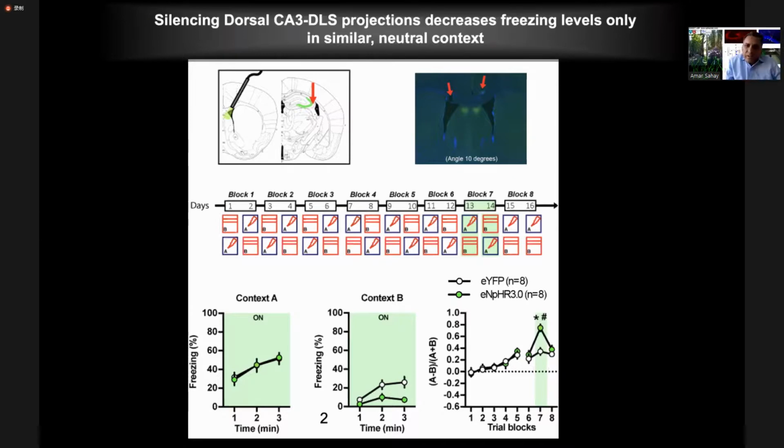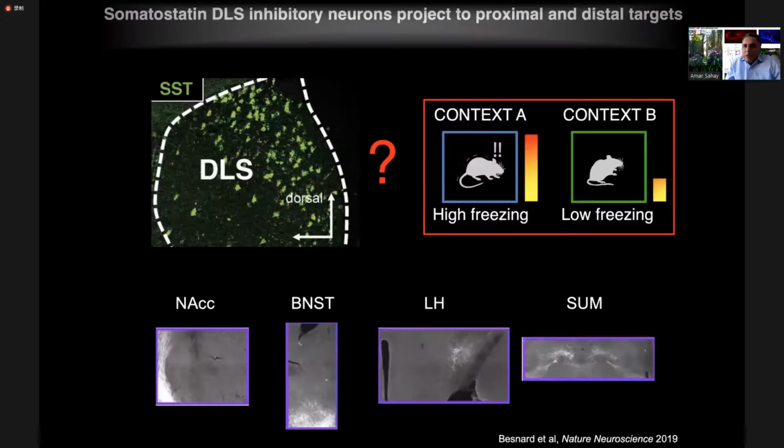We next turned our attention to the more abundant somatostatin class of inhibitory neurons in the DLS. Somatostatin cells comprise the largest population of GABAergic neurons in the dorsolateral septum. And like PV cells, they have projections that are local as well as distal to different subcortical targets, including the BNST, the lateral hypothalamus, and the supramammillary nuclei. We first asked whether these somatostatin cells receive synaptic inputs from CA3 neurons.